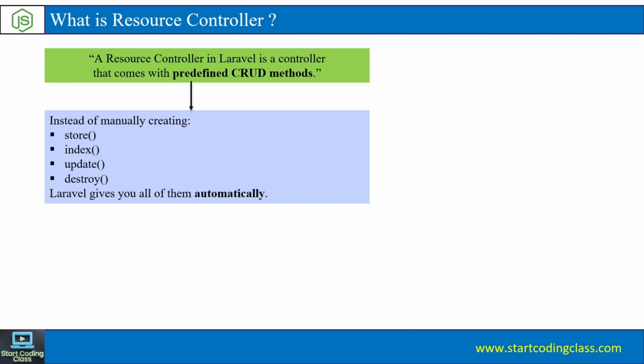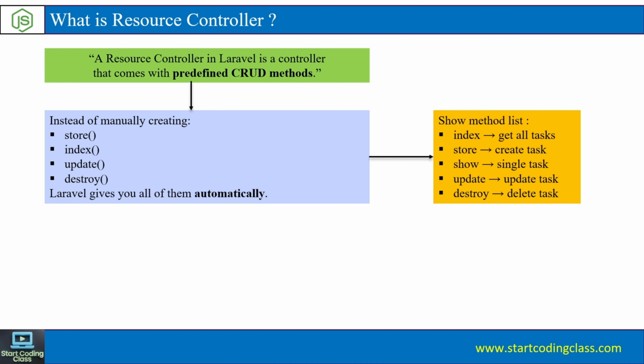So instead of manually creating store, index, update, and destroy, Laravel gives you all of them automatically with the help of a resource controller. Index is for getting all tasks. Store is for creating tasks. Show is for a single task, update is for updating a task, and destroy is for deleting a task. So you can say the API created with the help of a resource controller is very clean, consistent and easy to maintain. There are not lots of APIs, 4 or 5 APIs. We only have to create one.